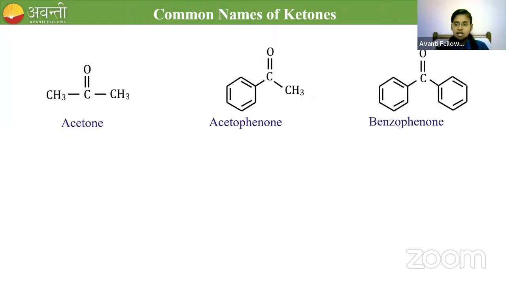Benzophenone. Okay. Acetone, acetophenone, and benzophenone. Clear? So don't get confused with acetophenone and benzophenone. You should be clear. Both are aromatic rings, then it is benzophenone. One aromatic and one CH3 means it is acetophenone. Okay. Now let's go for the IUPAC naming.